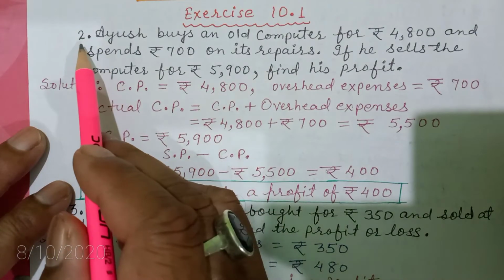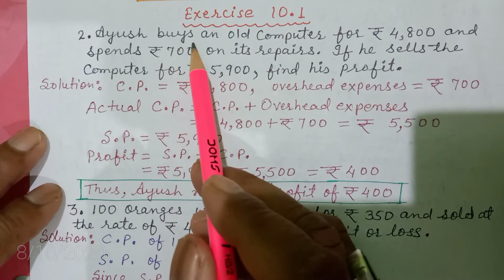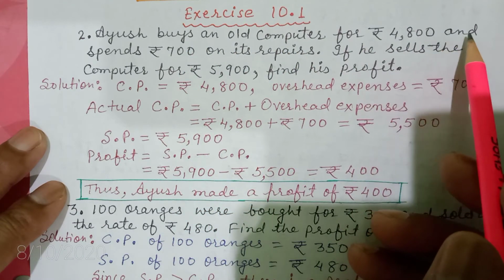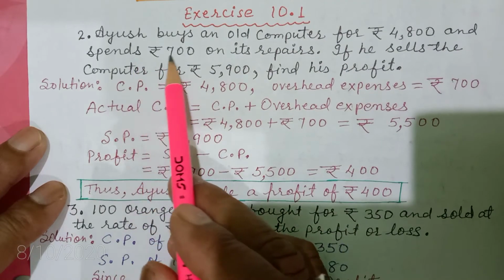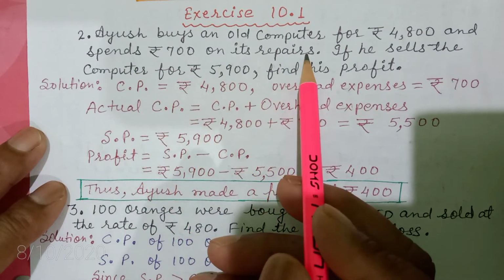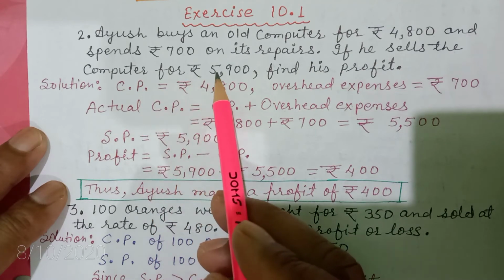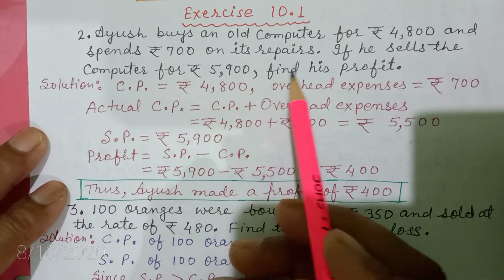Now see question number 2. Ayush buys an old computer for ₹4,800 and spends ₹700 on its repairs. If he sells the computer for ₹5,900, find his profit.